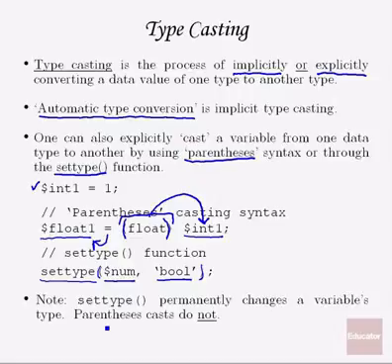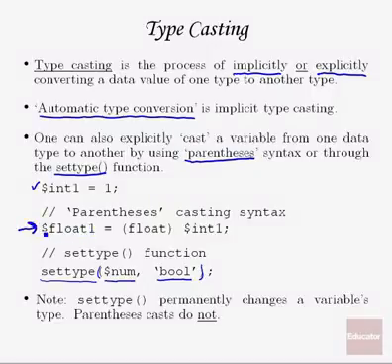Now, one thing to note is that when you use parentheses casting, as up here, it doesn't permanently change the data type of the variable that it's casting. So when this statement right here completes, int1 is still going to be an integer. Its value was just converted to a float before it was assigned to float1, but int1 is still an int. If you use the set type function to explicitly cast it, it actually changes the type of the variable specified.